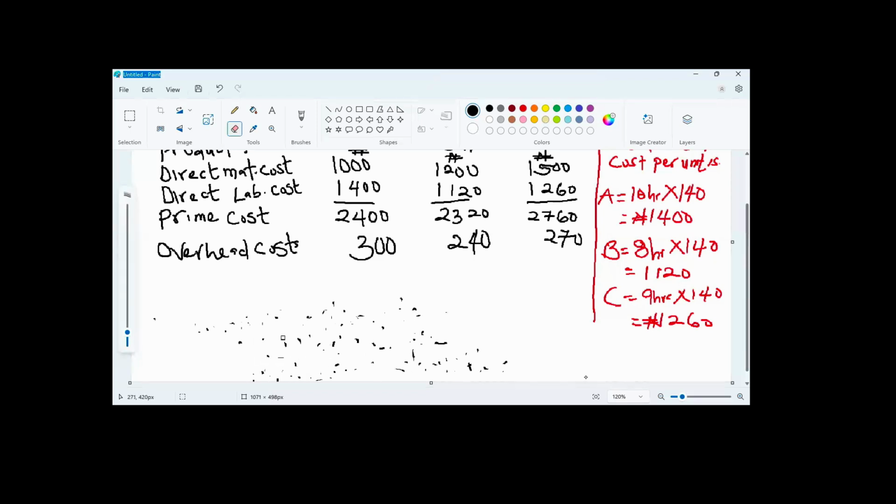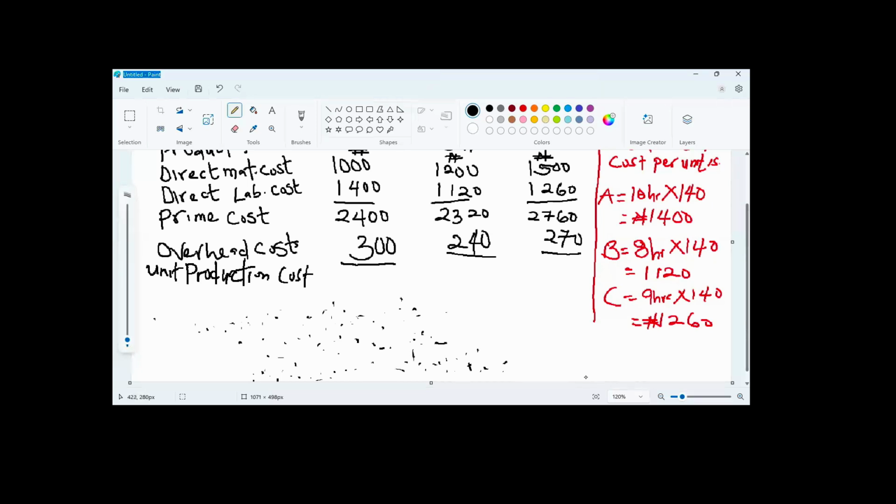Okay, let's go on. Please, I can still manage this. So you can now get your unit production costs.